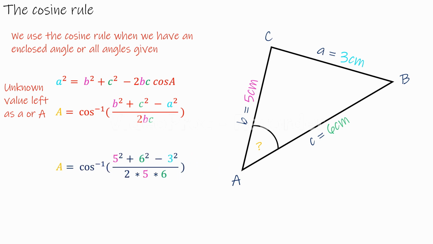So, substituting in our values, A equals cos to the minus 1 of 5 squared plus 6 squared minus 3 squared over 2 times 5 times 6. And this will give us a nice answer of 21.02 degrees to 2 decimal places. That's it. It's really that simple once you remember those rules, which you do need to for GCSE Maths.